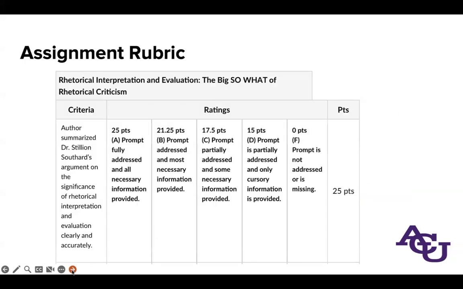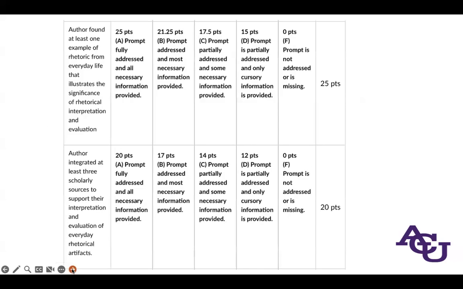Okay, now that Tanya's read through the assignment description, we're going to take a couple of minutes to look at the rubric and see how the criteria relate to the questions from the assignment. The first 25 points of the assignment will come from summarizing Dr. Stillian Southard's arguments from the YouTube video. The next 25 points will come from finding that example of rhetoric from everyday life, perhaps the editorial that you've already used for your discussion, and telling why the interpretation and evaluation of it is important.